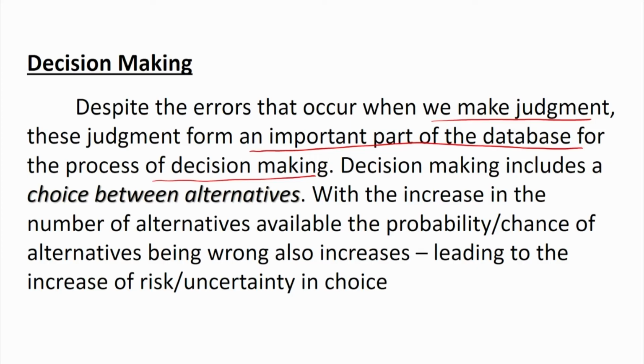What does this really mean? It means that if a number of alternatives are available, we have to do a number of comparisons. And so, if a process of judgment leads to a large number of alternatives, then the chances of those alternatives being wrong become more and more, and this probability that some of these alternatives are wrong will lead to an increase in the risk and uncertainty.